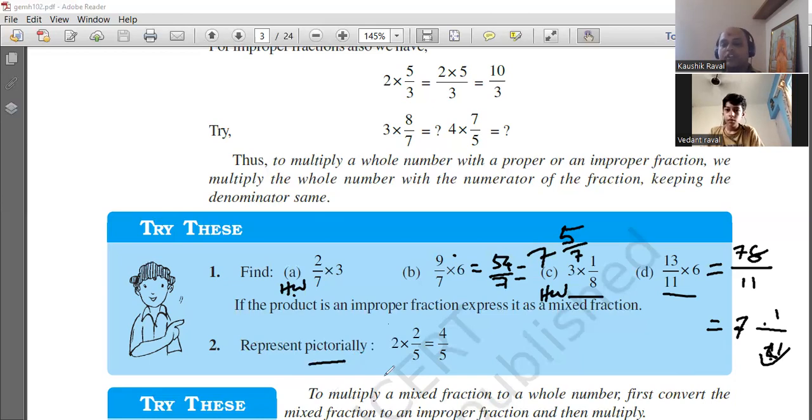And this one, represent pictorially. You have to draw a picture and do it. 2 times 2 by 5. What will you do in this case? You have to draw it, in circle or square, it's up to you. You decide whichever you like. Then you can send me the picture once it is done as homework. Okay. Moving on to the next part.